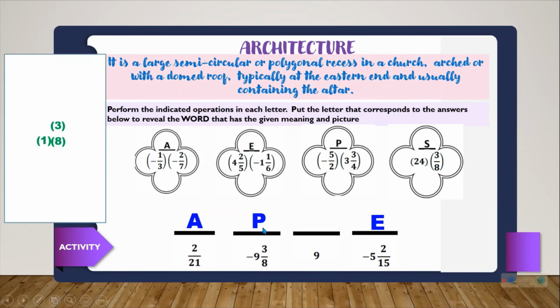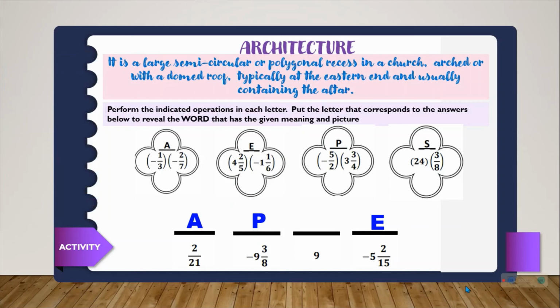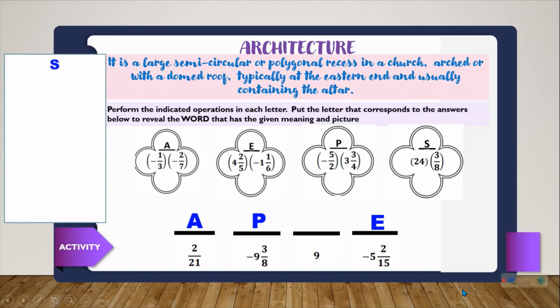Then, next, last is S. 24 times 3 over 8. So, 24 times 3, then 1 times 8. So, 24 times 3 is 72. 1 times 8 is 8. 72 divided by 8, that is 9. So, wala na remainder. So, the answer is 9. So, dito mo ngayon ilalagay yun. So, ang word na hinahanap natin ay apps.